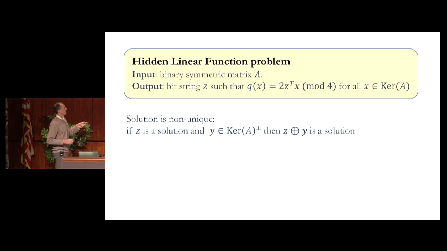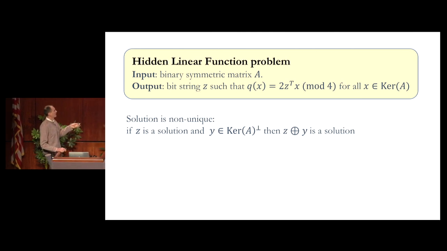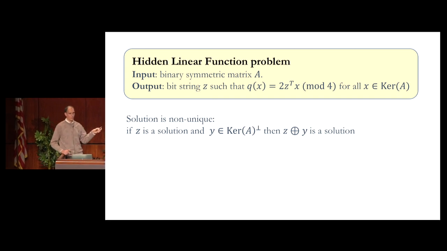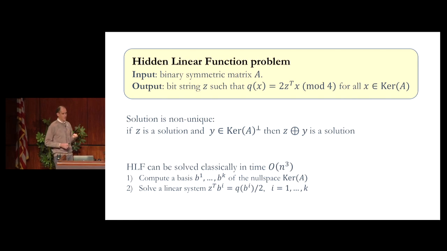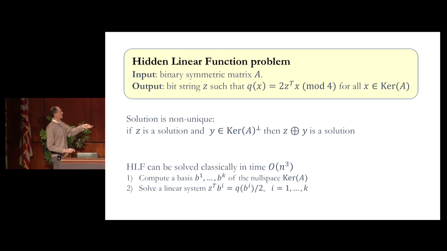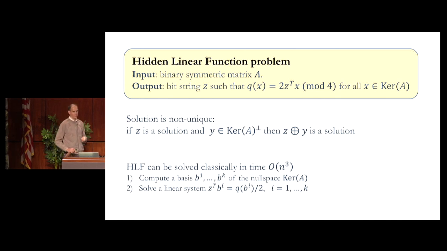The first thing we can note is that for a given matrix A, there are many solutions z. Say, if z is one solution, we can pick any vector y from the binary orthogonal complement to the null space of A, then z plus y is another solution. This is what I call a search problem. For a given input, we have multiple solutions z. Another property is that this problem can be solved classically in polynomial time using just basic linear algebra. We can first compute a set of basis vectors for this null space of A, and then we just need to solve a linear system of equations modulo 2.